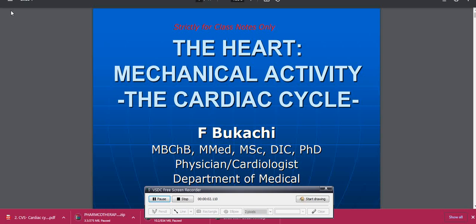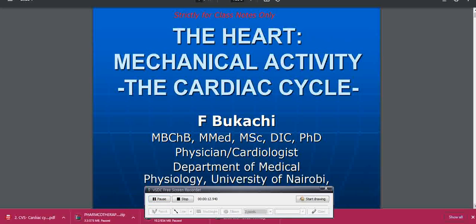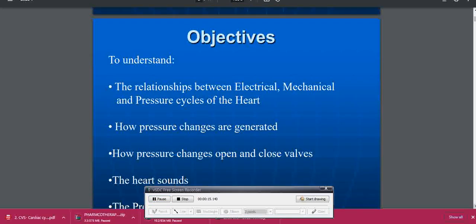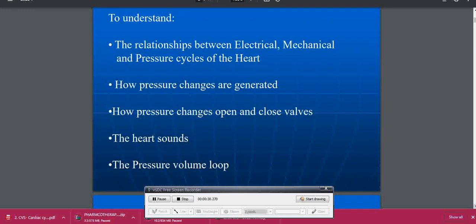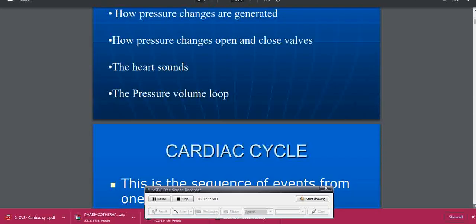Today we have the heart mechanical activity and the cardiac cycle. It's a normal topic that we can always cover at free time. Therefore, today we are going to have these objectives. First, we're going to check on the relationships between the electrical, mechanical, and pressure cycles of the heart, how pressure changes are generated, and how pressure changes open and close valves. The heart sounds, the pressure-volume loop.